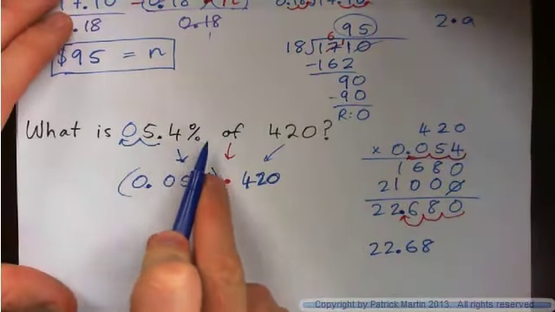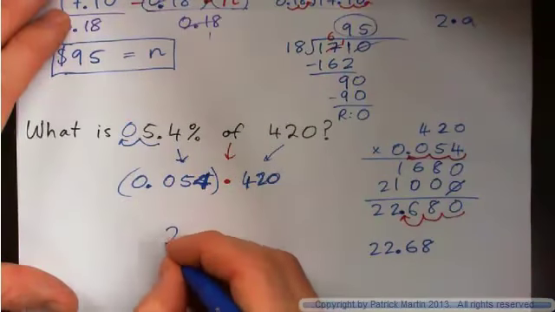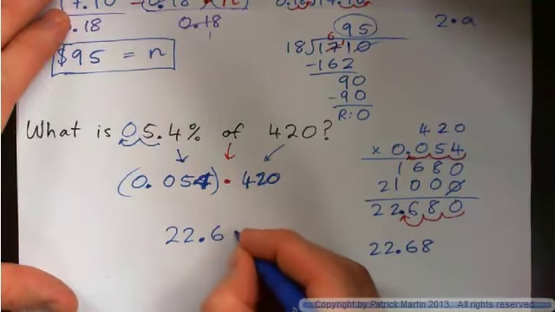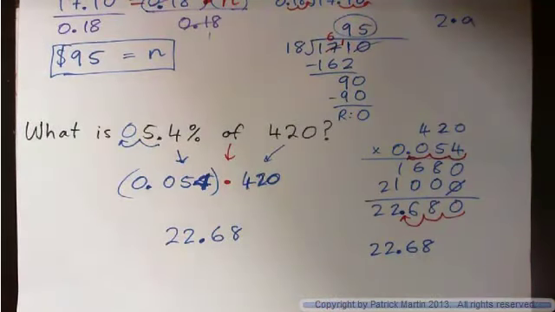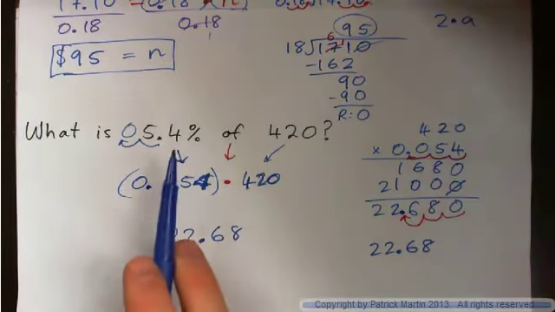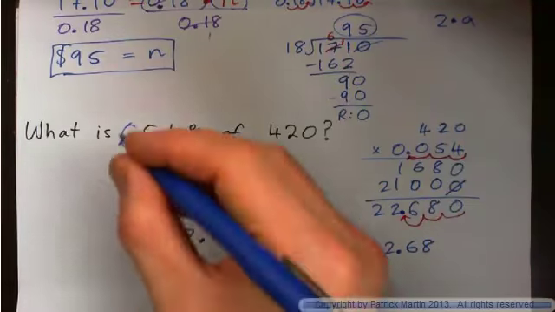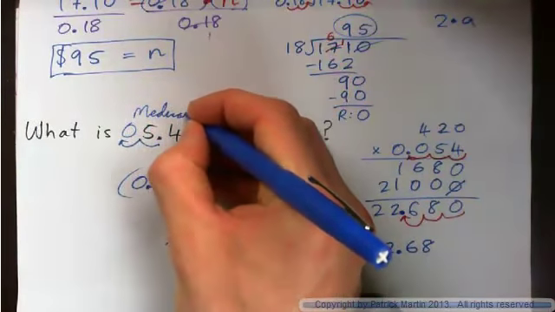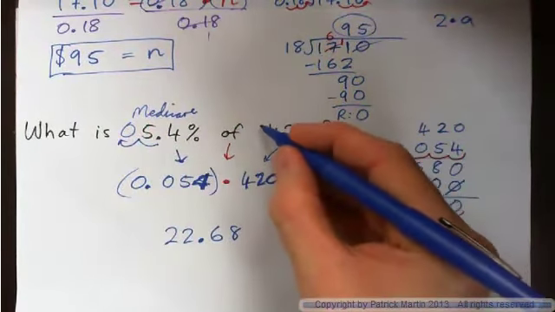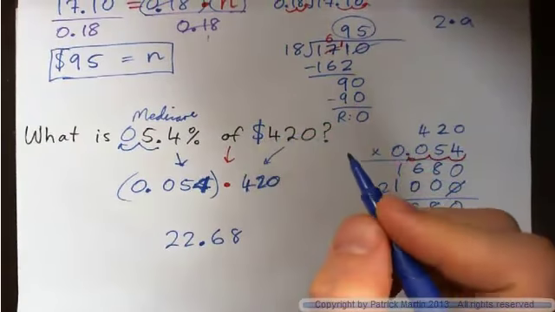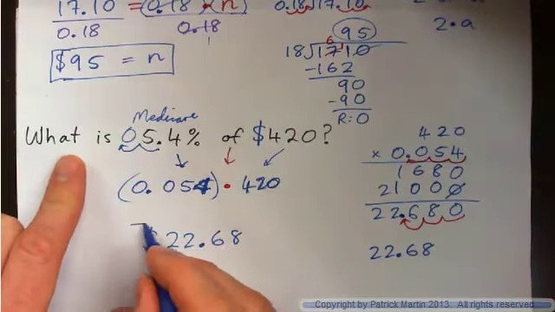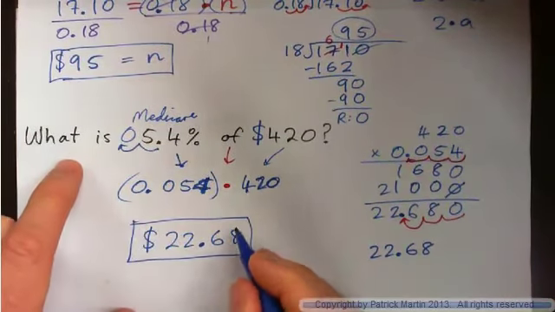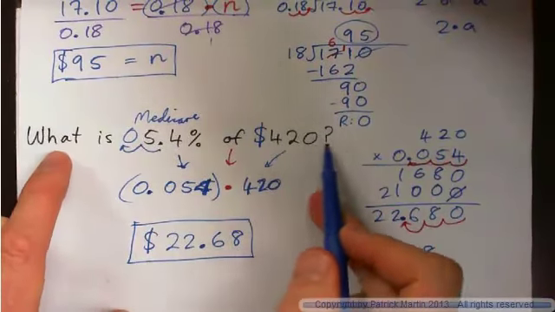What is 5.4% of 420? The answer is 22.68. If this was a real life example, let's say your Medicare tax on your wages is 5.4%. Okay? So your weekly wage, let's say, is $420. 5.4% of that becomes $22.68. So that's your Medicare tax per week on your wages of $420, right?